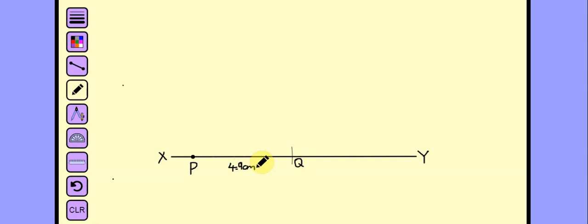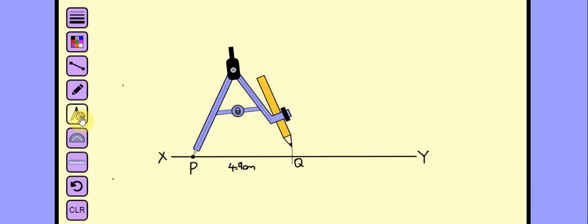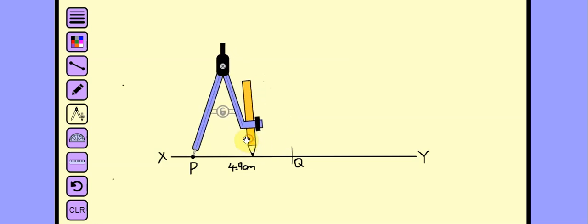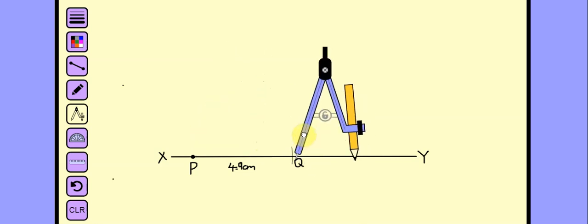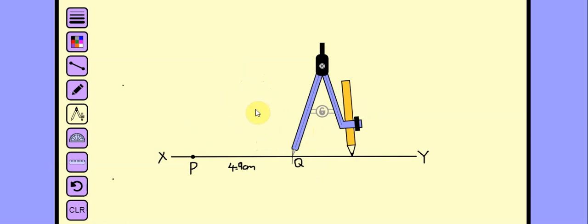Now we want to construct a 120-degree angle at Q. We know how to construct a 60-degree angle, and when we construct a 60-degree angle on a straight line, we automatically construct the angle supplementary to it on that straight line. The angle supplementary to 60 degrees is 120 degrees. So let us construct our 60 degrees to the right of Q, but we will be interested in the 120-degree angle to the left of Q.